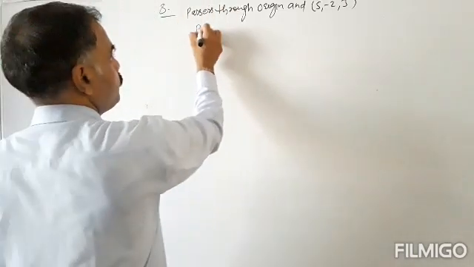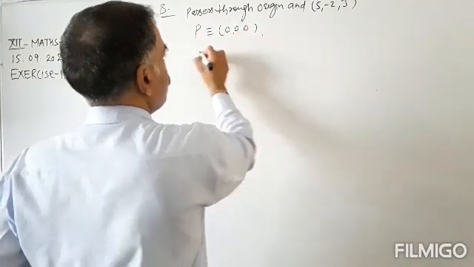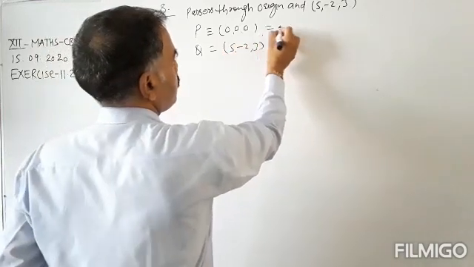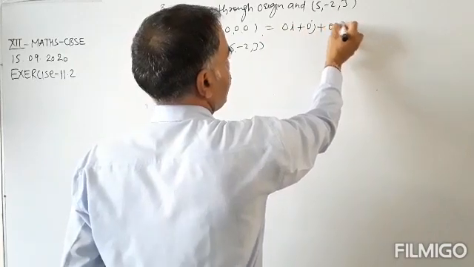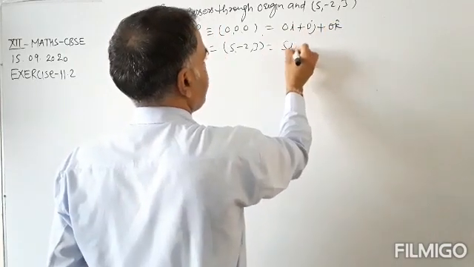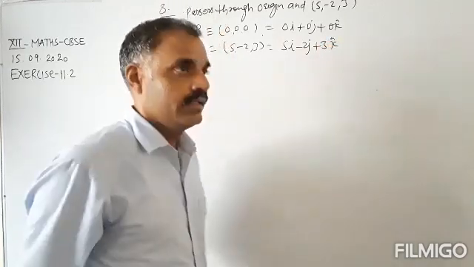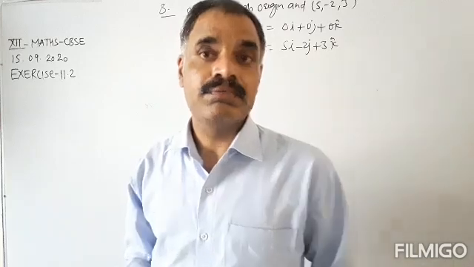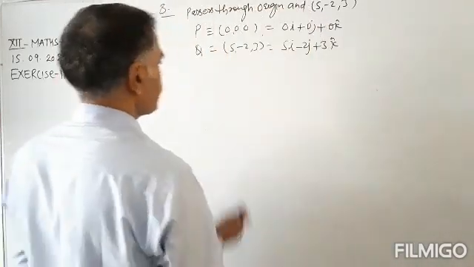We have been given 2 points: P is given as 0, 0, 0, and Q is given as 5, minus 2, 3. So this is 0 i cap plus 0 j cap plus 0 k cap, and this is 5 i cap minus 2 j cap plus 3 k cap. First of all we will find the equation of line in vector form passing through 2 points with position vectors a vector and b vector.